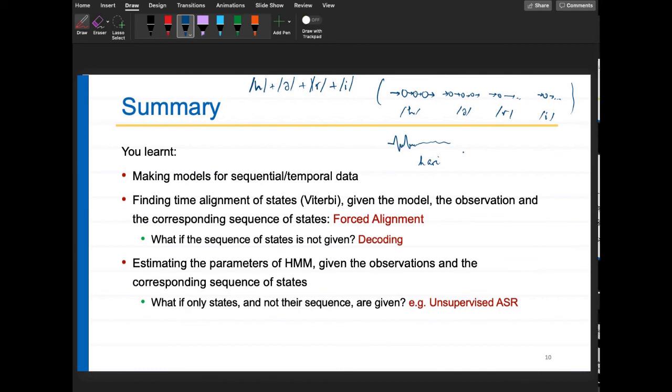And then allow the Viterbi algorithm to find the exact alignment for you, right? That is how you do it. That is called the forced alignment problem, right? So this is what is forced alignment.